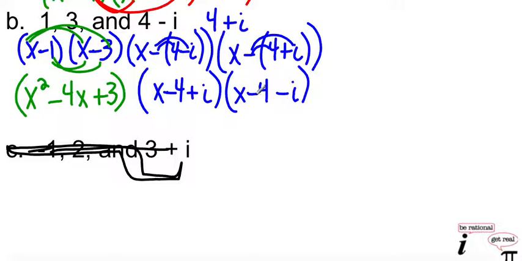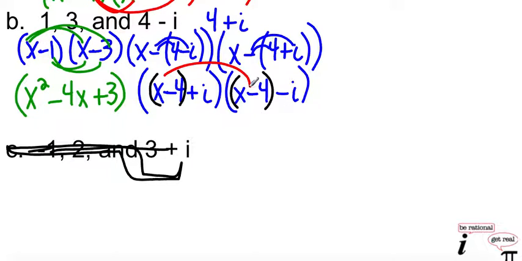Now, I could do one big massive FOIL problem with those two, but here's what I'm going to do instead. I'm going to treat this like a single unit. The reason I did that is because I have x minus 4 plus i and x minus 4 minus i. I'm going to get some middle terms that cancel. Okay, hopefully we can figure this out. That green thing over there, leave it alone. We'll be back to that.